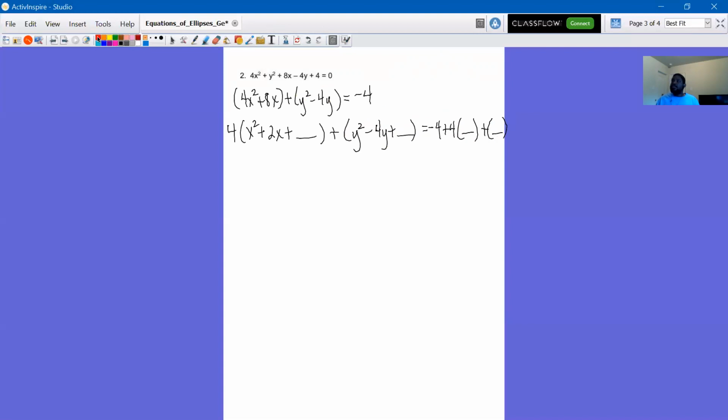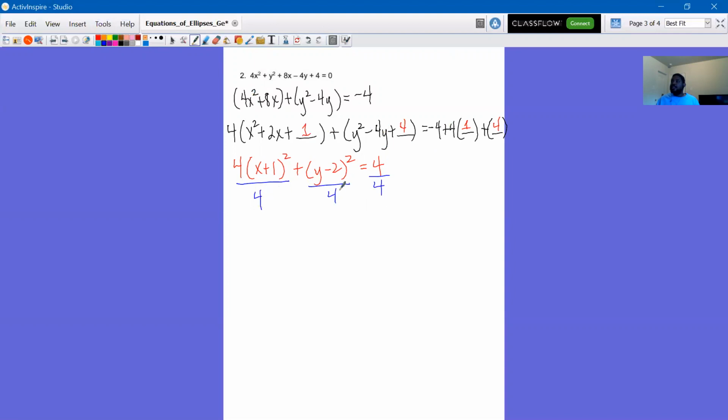Now I'm ready to complete the square. So take half of 2, which is 1, square that, that's 1. Take half of -4, that's -2, and then square that's 4. And now we're going to simplify this. We have 4 times x plus 1 squared plus y minus 2 squared. And when we simplify that, we get 4. Now we need this 4 on the right-hand side of the equation to be a 1, so I'm going to divide everybody by 4.